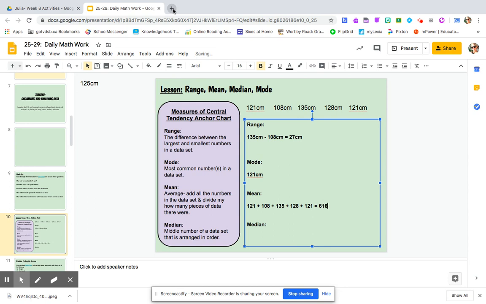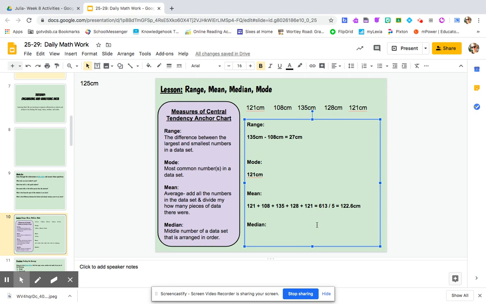613. Now, that number is not our mean. We now have to take that number and divide it by how many pieces of data are in our set here. So there is 1, 2, 3, 4, 5 pieces of data in the set. So to find our final answer, we're going to take 613 and divide that by 5, and our average is going to be 122.6 centimeters. So we could say that the average height of the students in our class is 122.6 centimeters.